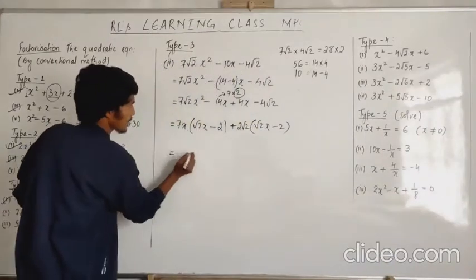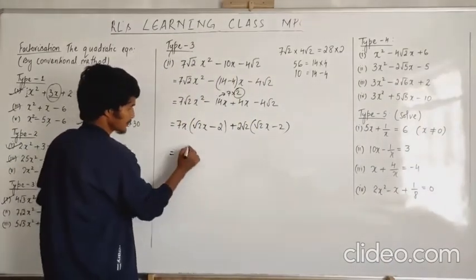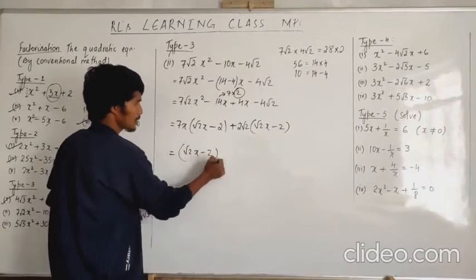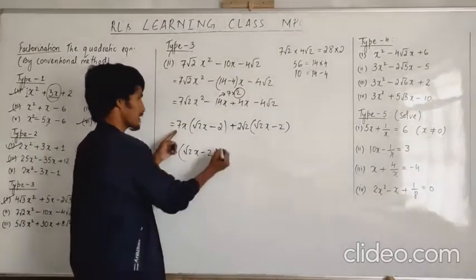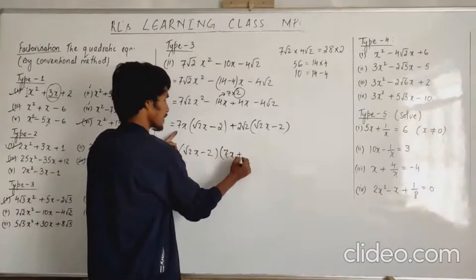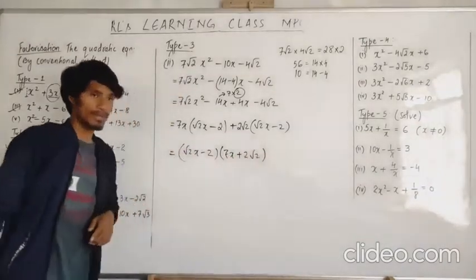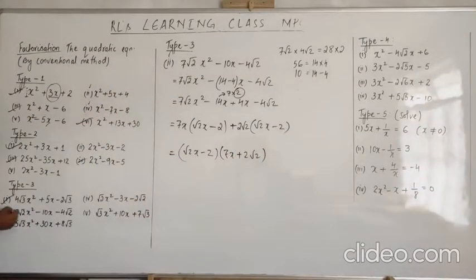Okay, now root 2x minus 2 are the same. Then root 2x minus 2, root 2x minus 2. Then what is left here? 7x plus 2 root 2. That will be the answer for this question number 2.